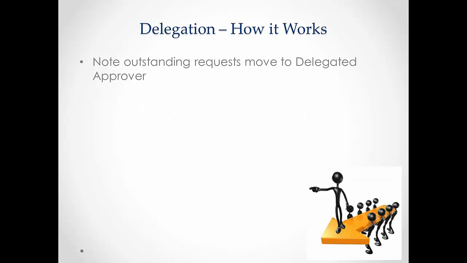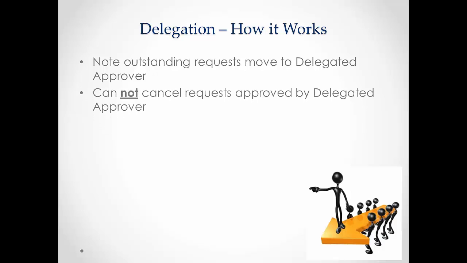If you have any leave requests still in pending status when the delegation begins, these requests automatically go to the delegated approver for their review. And if the delegated approver has any pending requests when the delegation ends, they will move to the approver for their review. If a delegated approver approves a leave request in your absence, you cannot cancel this request. You will have to ask the delegated approver to cancel it for you, or, if that isn't possible, you can contact Compensation and Benefits and they will cancel the request.